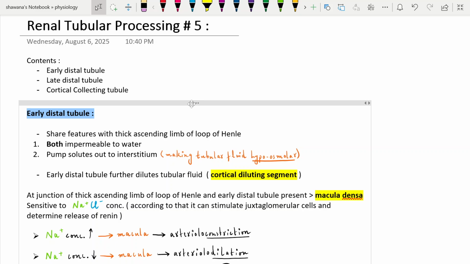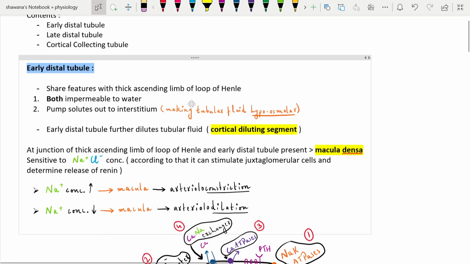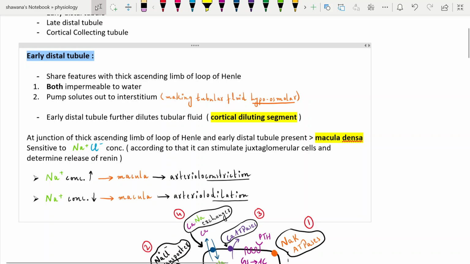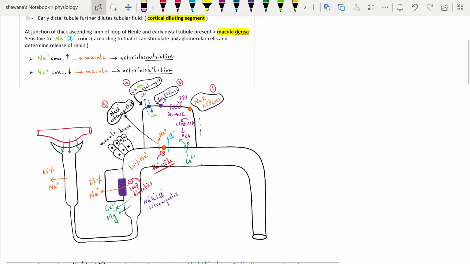As you know, the nephron consists of the proximal convoluted tubule, the descending limb of the loop of Henle, the thin part of the ascending limb of the loop of Henle, then the thick part of the ascending limb of the loop of Henle, then the early distal tubule, the late distal tubule, the cortical collecting tubule, and the medullary collecting tubules. So let's discuss the early distal tubule. We are discussing the part present here, right?